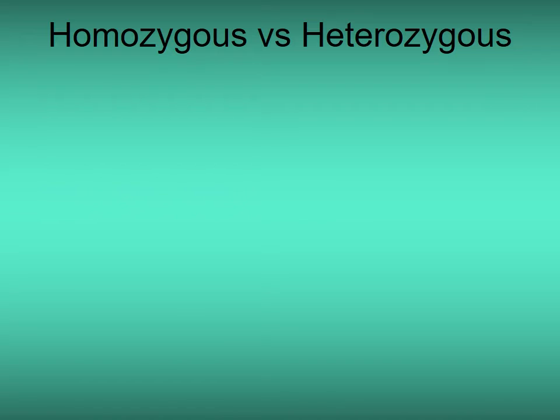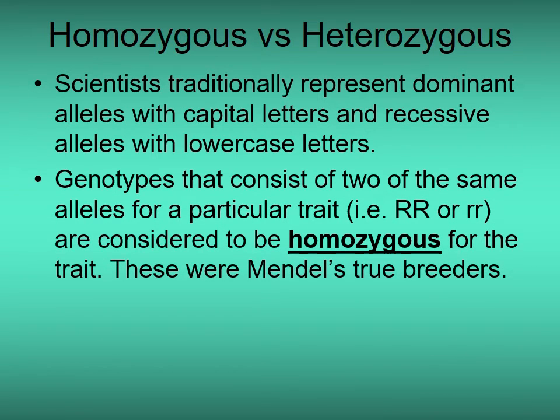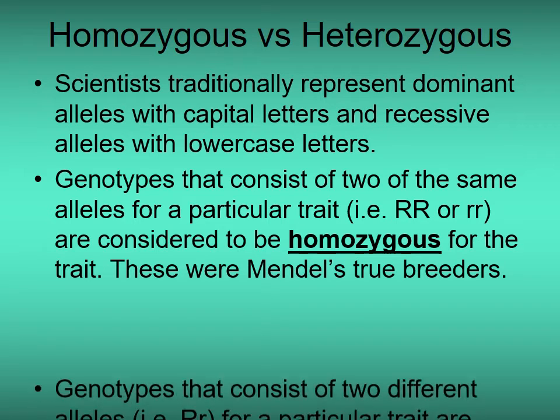There's another term we can use for genotypes, and these are homozygous and heterozygous. Because scientists traditionally represent dominant alleles with capital letters and recessive alleles with lowercase letters, genotypes that consist of two of the same allele for a particular trait, either big R or little r, are considered to be homozygous for the trait. Homo is a root that means same, okay? So homozygous if you have the same allele on both of your chromosomes. And these, by the way, were Mendel's true breeders. They only had the same allele on both of their chromosomes.